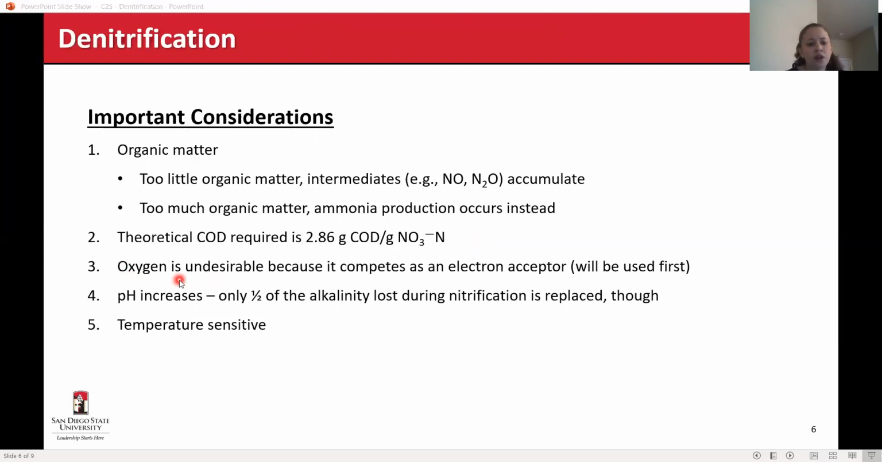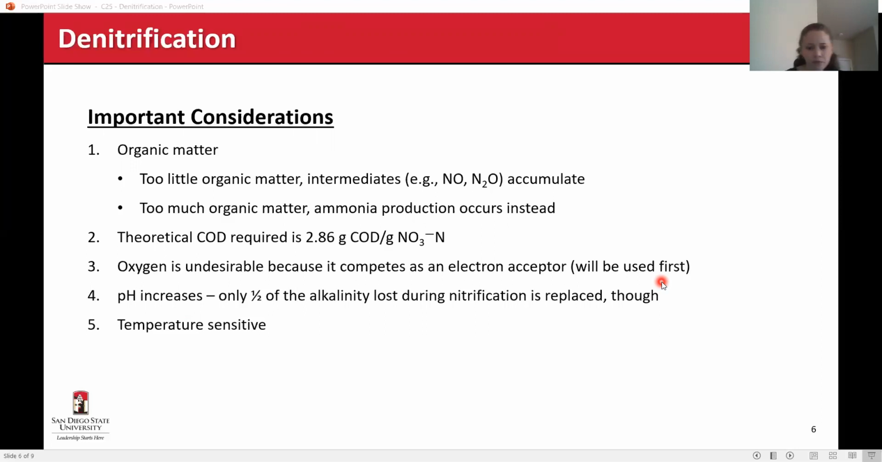So oxygen, of course, is undesirable because it competes as an electron acceptor and it'll be used first. Remember, those denitrifiers are facultative, meaning they can also use oxygen, and they get more energy out of using the oxygen. If you recall our electron tower, they will get far more energy from using oxygen as an electron acceptor, so they'll switch to that metabolism and utilize the oxygen first, meaning we are not achieving any denitrification. So we need to make sure that the oxygen is excluded so that they switch their metabolism to denitrification metabolism.